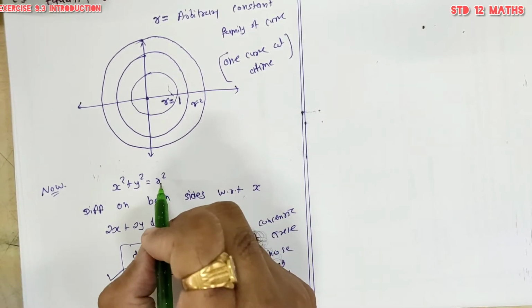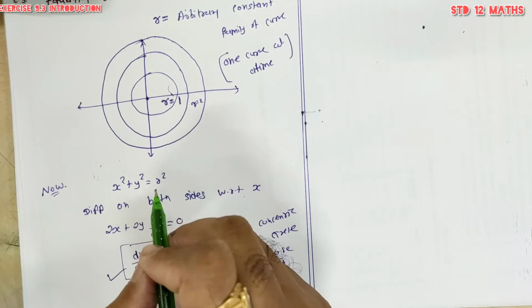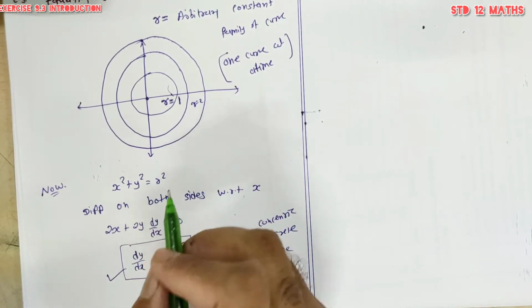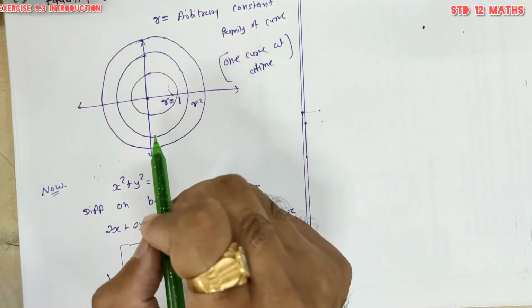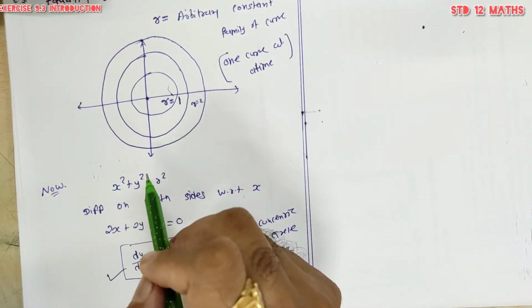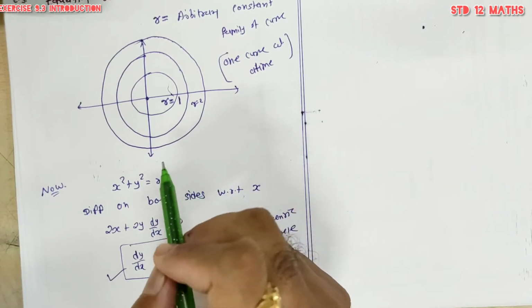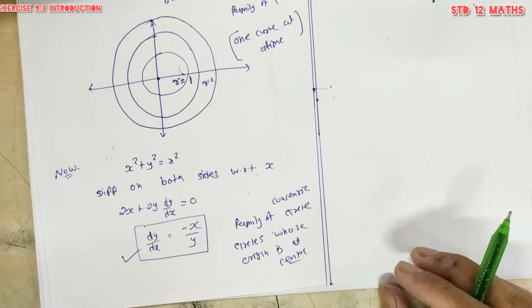Here the number of arbitrary constants is 1, only one arbitrary constant is there, and therefore to eliminate this arbitrary constant we have to apply only the first order derivative. If the general equation of any curve consists of two arbitrary constants, then we require the second order derivative also. Done.